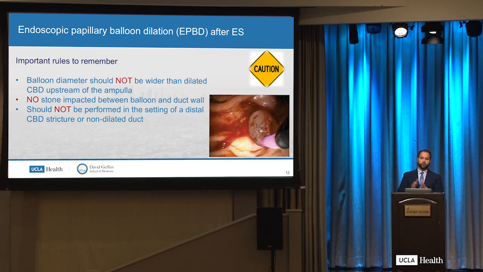So if you're planning to do balloon dilation of the papilla for stone extraction, just keep in mind the 3 important rules. First of all, try to taper the balloon to the size of the duct. So if your duct is 10 millimeters, don't go over that with the balloon dilation. Just stay around that. Don't go to 14. You can certainly have perforation from that. The second rule, make sure you don't have a stone impacted between the balloon and the wall of the duct, because that can also get you in trouble. And the third rule is, if you have a stricture in the distal bile duct, balloon dilation probably is not going to be effective in that situation.